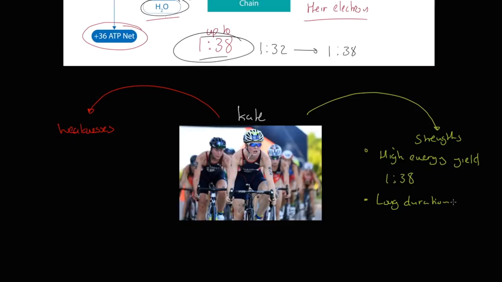That's how that happens. So you've got high energy yield. We've got long duration exercise. And again, we've got no fatiguing byproducts. Now, you might say, well, there's CO2 and water, James. Well, yeah, but they're not fatiguing.